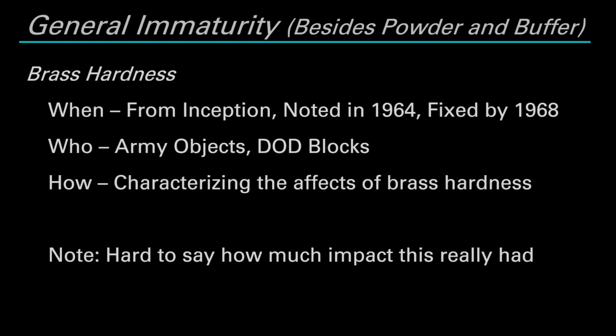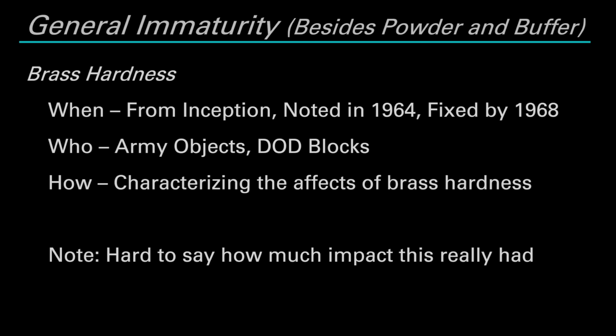The Army did note this was a problem in 1964, but even then the data didn't start getting taken down until the Army demanded it come 1967, because they had characterized the effects and seen that too soft brass will result in severe cycling issues with the rifle.